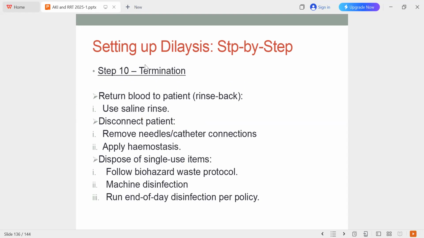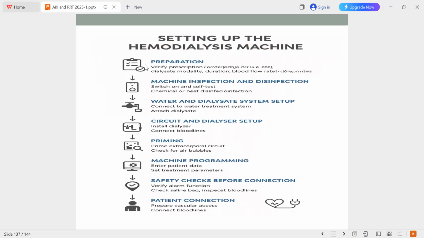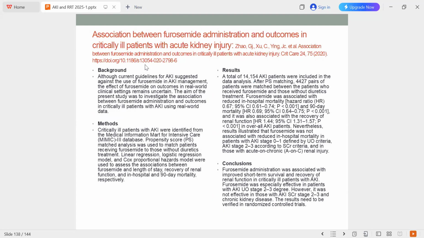Okay, termination. At the end, when you have achieved your dialysis goal, you want to return blood to the patient, all right, using saline rinse, then disconnect the patient, remove needles and catheter connections, and make sure you achieve hemostasis. Dispose of every single-use item by following biohazard waste protocol as per your unit protocol. You want to disinfect your machine to get it ready for the next patient and run end of day disinfection by policy. Okay, so this is just an info diagram of how to set up a dialysis machine.